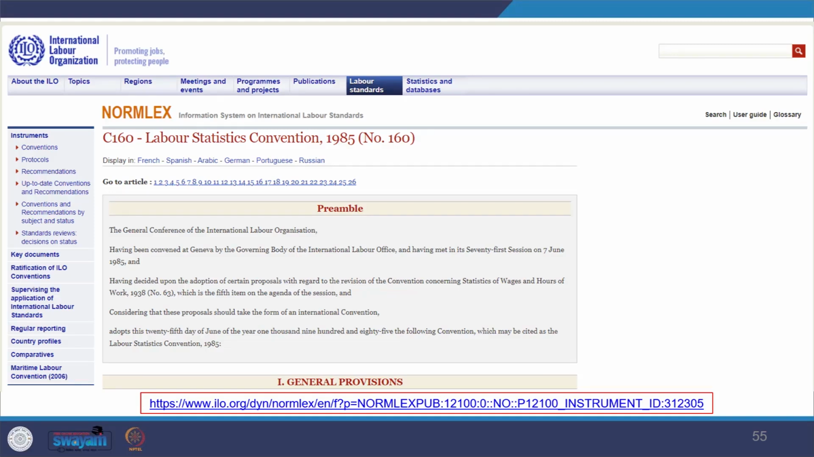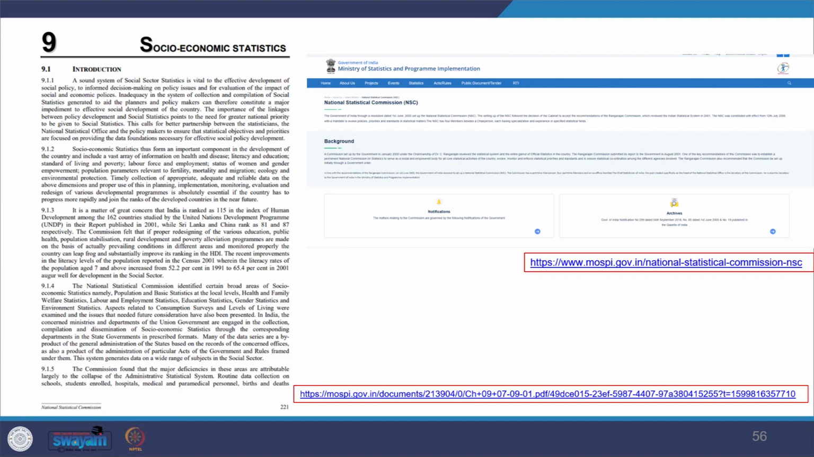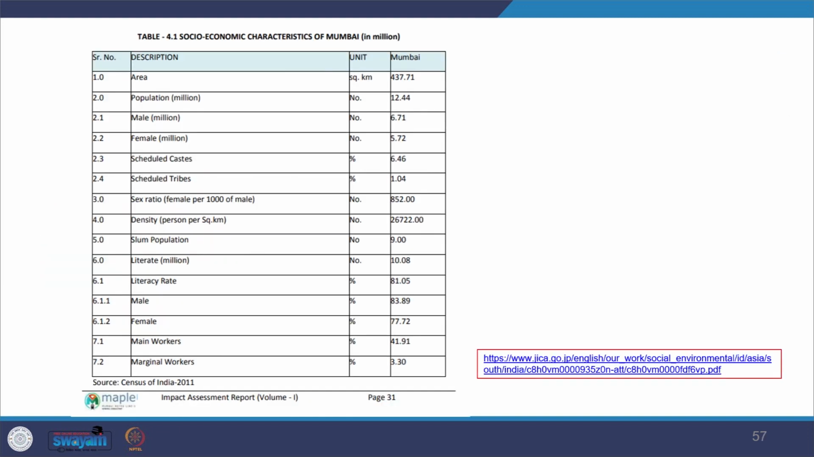And the possible data sources, which are standardly used for this, are the UN International Labour Organization, ILO data, labor statistics, and they also provide you occupational classifications, which you can see. There's also, at the Indian level, the National Statistical Commission, and the Census of India also gives you a lot of information. So I've also given you the link to explore the data.